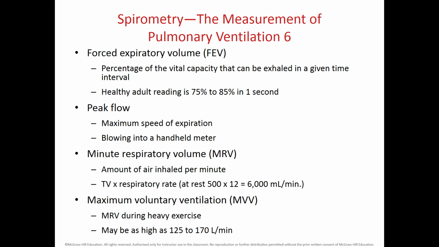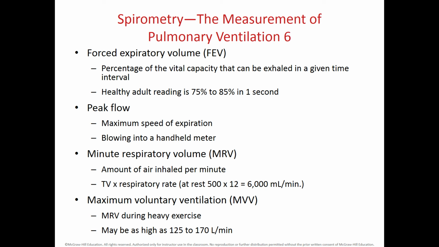Other measurements that you can obtain with the spirometer are forced expiratory volume, or FEV, in which you are measuring the percentage of the vital capacity that can be exhaled at a unit of time. Usually it is 1 second. So we have FEV1, which tends to be between 75 to 85% of the vital capacity that someone can exhale in 1 second. And we can also have a peak flow, which is the maximum speed of expiration.